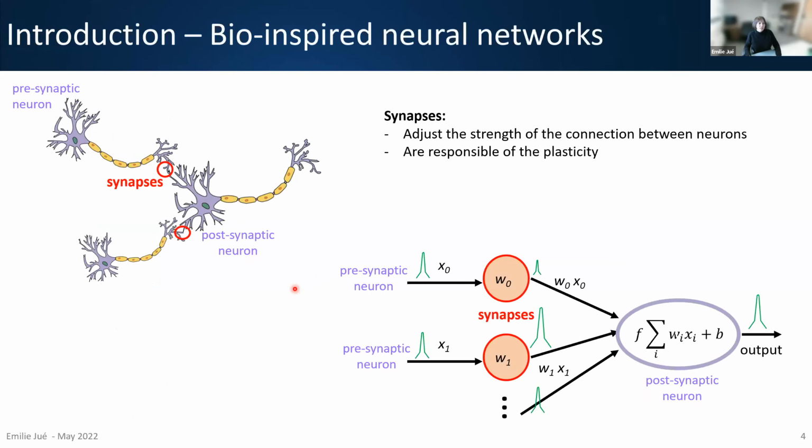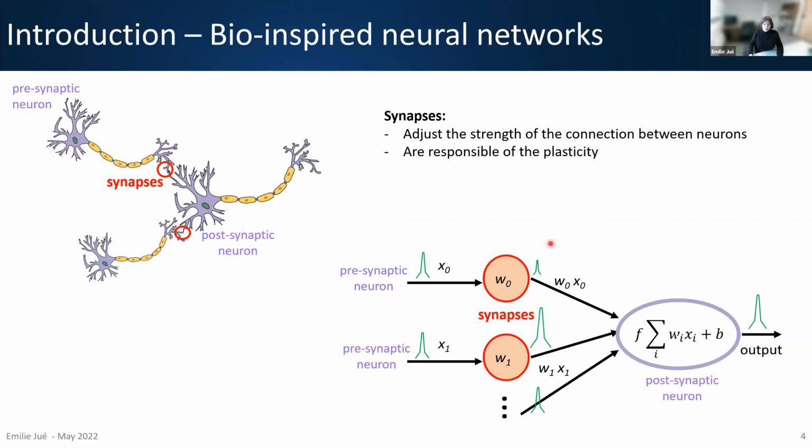Okay, so let's start with this introduction. Basically, the principle of a bio-inspired neural network consists in building a network of neurons that are connected by synapses. Here, the role of the synapse is to adjust the strength of the connection between the neurons. Typically in our brain, the synapses are responsible for the plasticity, which is this capability that we have to learn and to modify our memory.